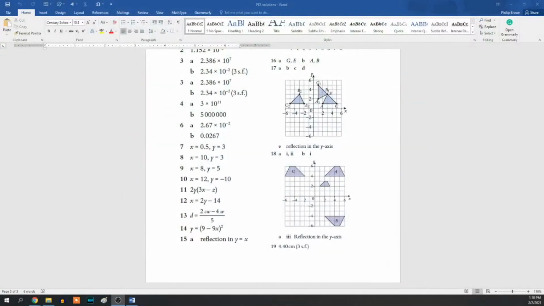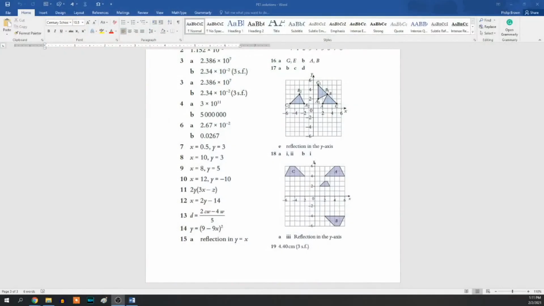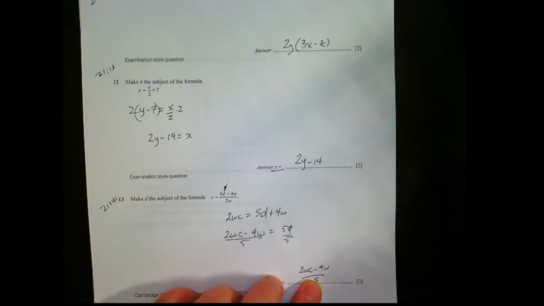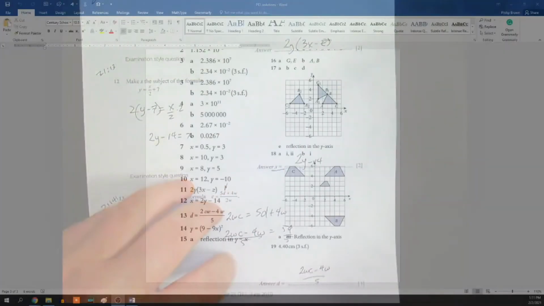So number 11. Let's see. The answer says 2y, 3x minus z. I have 2y, 3x minus z. Cool. For the next one, I got 2y minus 14, and it says 2y minus 14. The last one says 2cw minus 4w divided by 5. I have wc, cw, same thing. That's a little better, cw, because it's in descending order, but same thing, we're good to go.